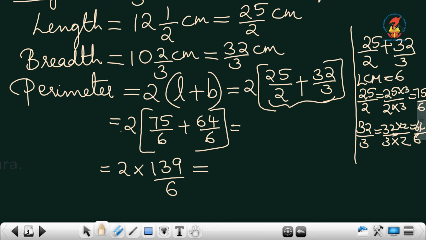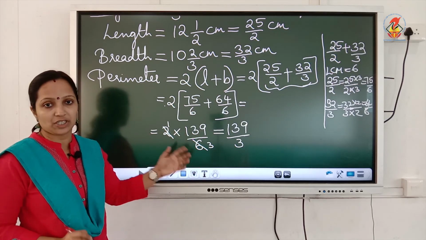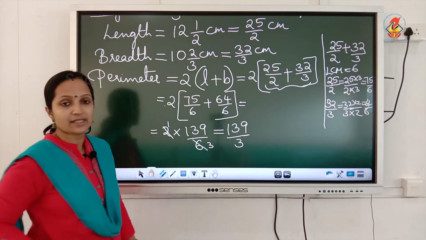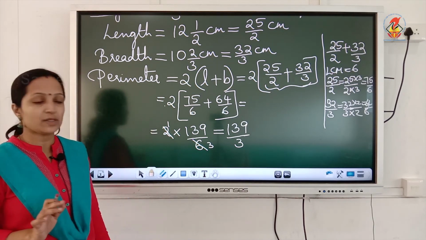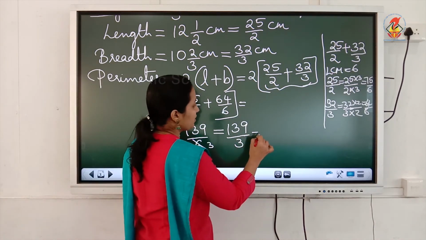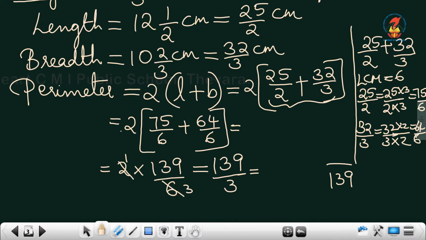It is equal to 2 into 139 by 6, or otherwise you can do the shortcut method. We already studied the shortcut method. By dividing by a common factor, what will you get? 139 by 3. If you don't know the shortcut method, you multiply it and do the division. Okay. So the question is a mixed number, so we want the answer also as a mixed number. So do the division, 139 divided by 3.